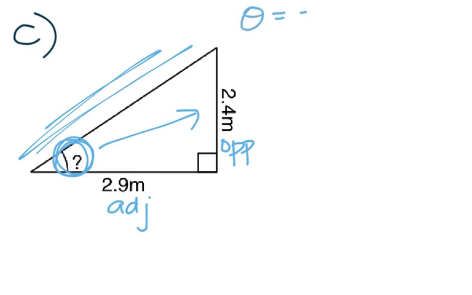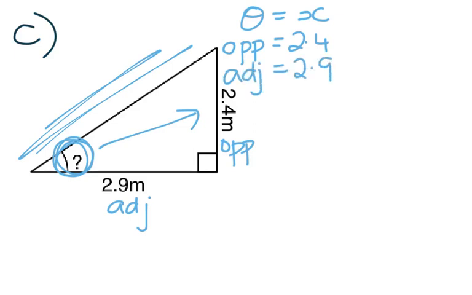Write down what we know. The angle is x because that's what we're trying to find. The opposite is 2.4 and the adjacent is 2.9. So we write into our formula what we know. So tan of x is opposite, which is 2.4, divided by the adjacent, which is 2.9.